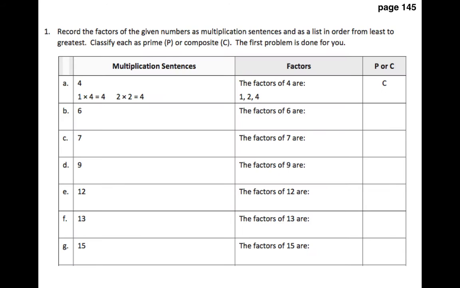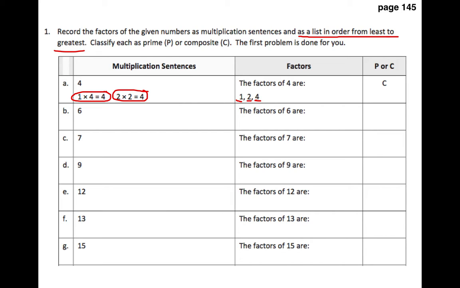Let's do some practice. Turn to page 145 in your math workbook. We're going to list the factor pairs in multiplication sentences for each of these numbers. Then, when we list factors, we write them as a list in order from least to greatest, so from smallest to biggest. Then we're going to classify each number as either prime or composite. If we look at letter A, it's already done for us. The ways to make 4: 1 times 4 equals 4, 2 times 2 equals 4. Now we list these factors again from least to greatest. So 1, 2, and 4.